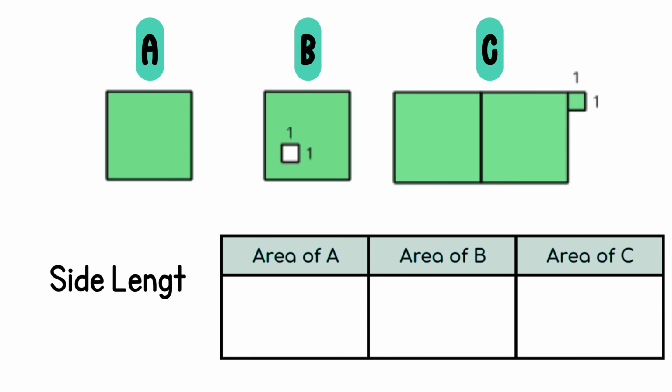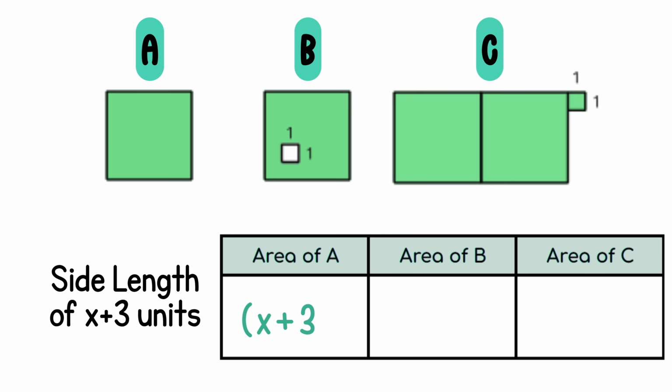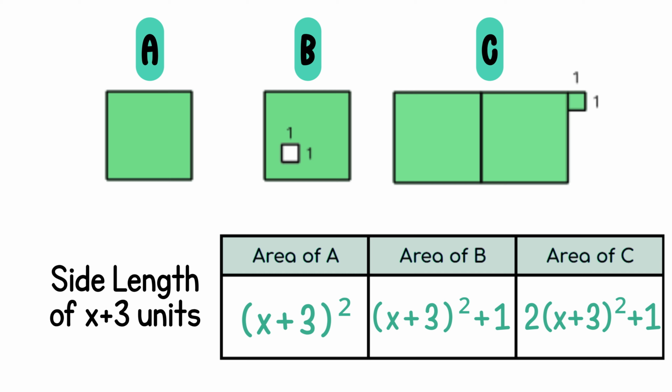And finally, we're going to find the area when the side length is x plus 3 units. So for area A, we'll have x plus 3 squared, and for area B, we'll have the same x plus 3 squared, but we'll subtract that 1. And in area C, we're going to multiply the x plus 3 squared by 2 since we have 2 big squares, and then we'll add the 1 on the end.